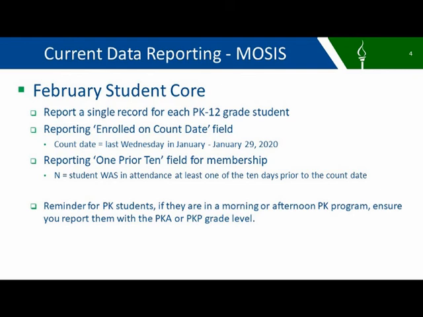For a student to be a member, they must be enrolled on the count date and in attendance one of the 10 prior school days to the count date. As a reminder, the 1 prior 10 field is reported if the student was in attendance one of the 10 prior days to the count date. So that field is a little bit backwards. So for a student to be counted for membership, you're going to have a Y in the enrolled on count date field, and you're going to have an N in the 1 prior 10 field.